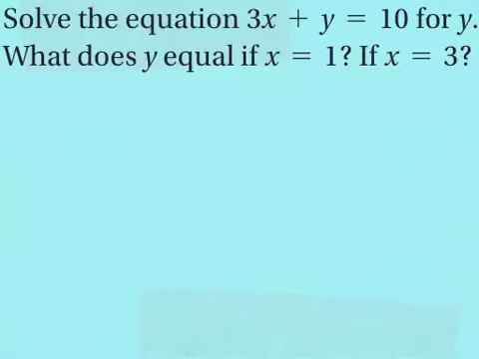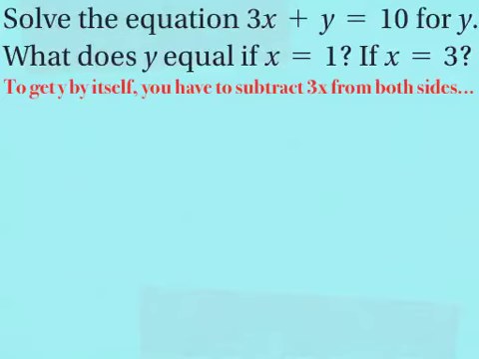This first example asks us to solve the equation 3x plus y equals 10 for y. What does y equal if x equals 1 and if x equals 3? When we're looking at the original equation, 3x plus y equals 10, and we're wanting to solve it for y, that means that we need to get a positive y by itself. In order to do that, we need to use the inverse operation to get rid of 3x. So to get y by itself, you have to subtract 3x from both sides. When you do that, you're left with y equals 10 minus 3x.